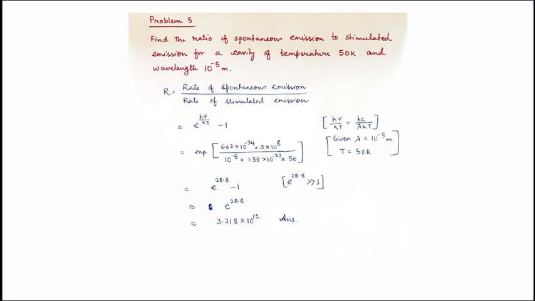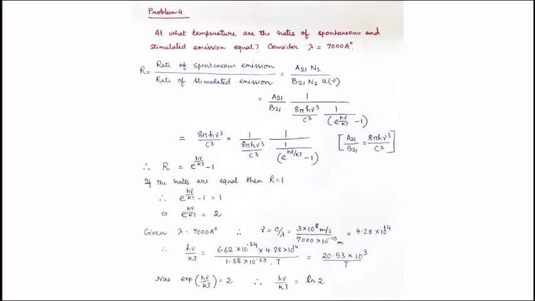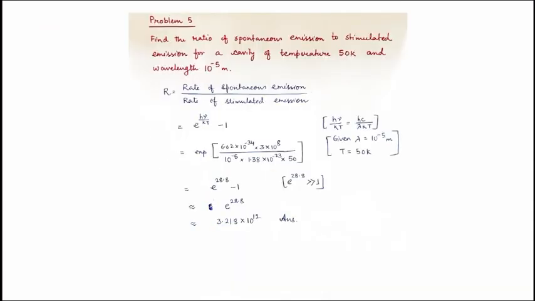In the previous problem, problem number 4, we saw that the rate of spontaneous emission by the rate of stimulated emission is given as e to the power h nu by kT minus 1. So I have directly written it here, R is equal to e to the power h nu by kT minus 1. The problem is already simplified because we need to find R, the ratio of the spontaneous emission to stimulated emission.